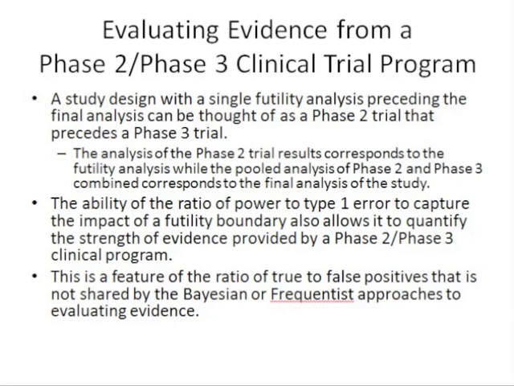The ability of the ratio of power to type 1 error to capture the impact of the futility boundary allows it to quantify the strength of evidence provided by a phase 2, phase 3 clinical program. This is a feature of the ratio of true to false positive that is not shared by the Bayesian or frequentist approaches to evaluating evidence.